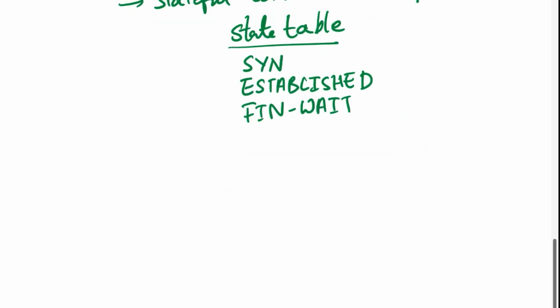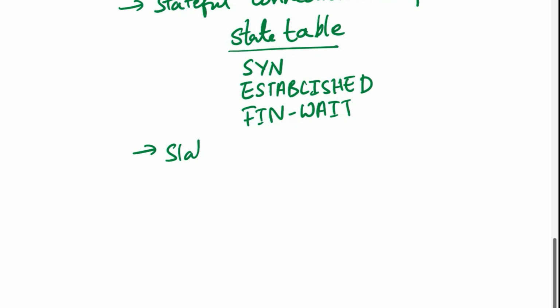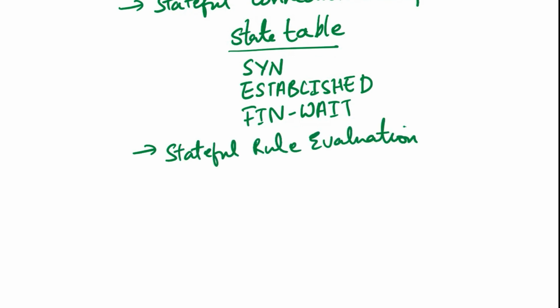And the next characteristic is stateful rule evaluation. As network traffic continues to flow, the firewall continuously inspects packet headers and compares the information to its state table and predefined access control rules, that is ACLs. It takes into account the state information, allowing it to make context-aware decisions about whether to permit or deny packets based on the connection's established state.